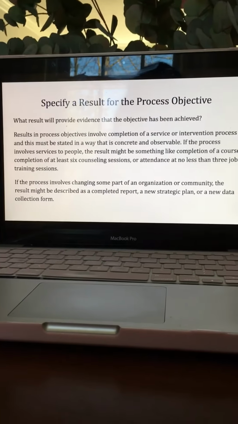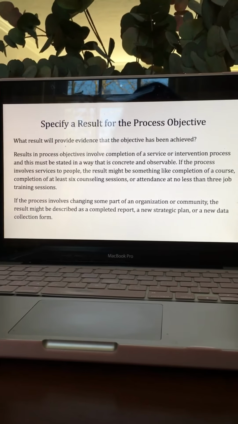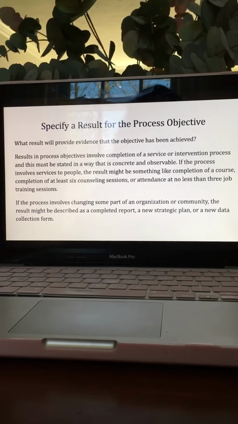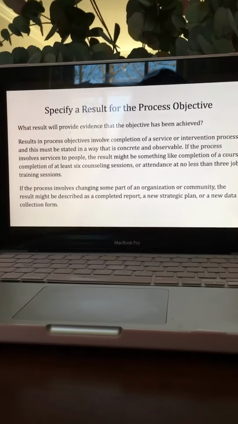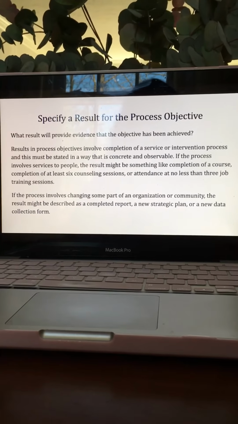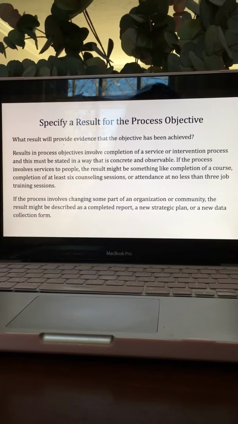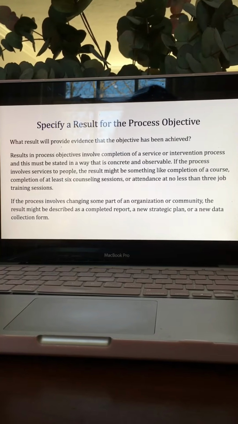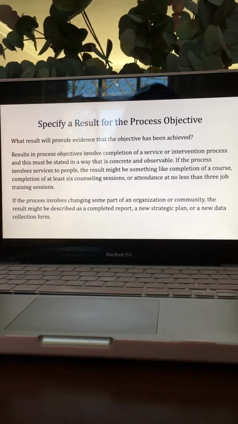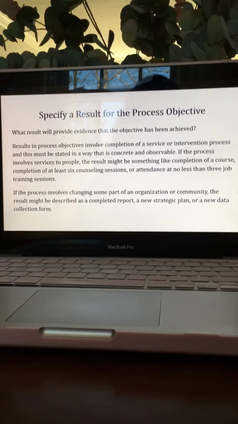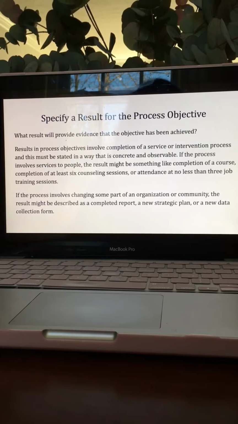So now, what result will provide evidence that the objective has been achieved? So when it comes to results of the intervention, results in process objectives involve completion of a service or intervention process. So what intervention process we came up with and if it's going to be completed or not. And this must be stated in a way that is concrete and observable.